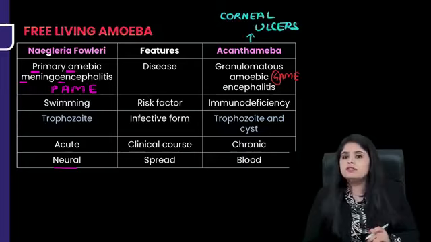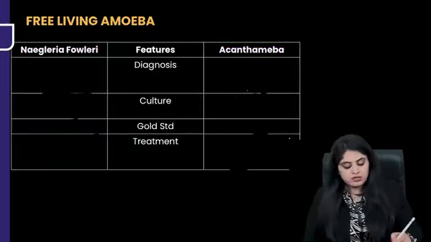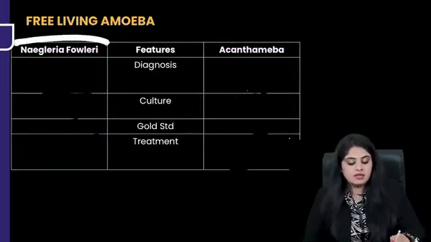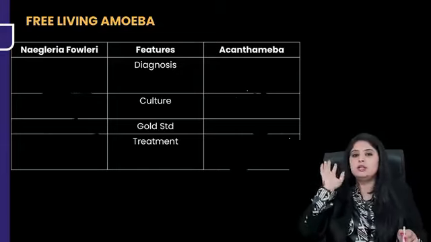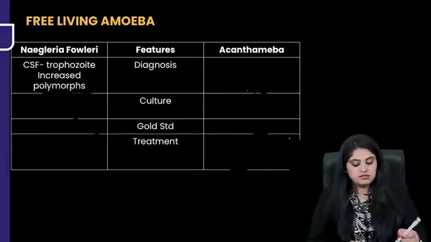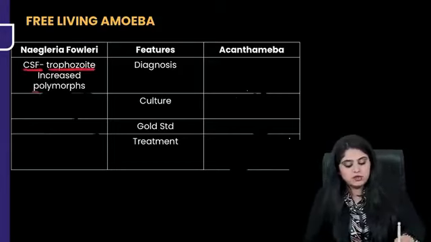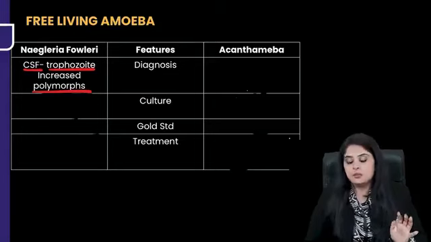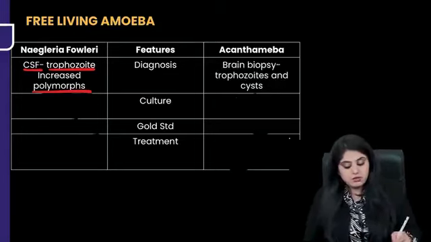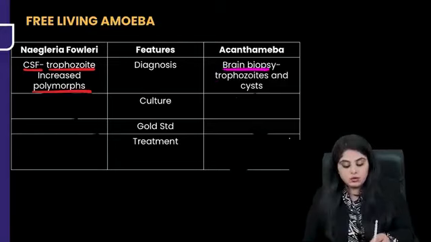Now let's do the differences in terms of microbiology. So what is the diagnosis going to be? Ma'am, Naegleria fowleri goes directly via neural route into the brain and eats the brain. So please take CSF and you can see the trophozoites and you can see the increased WBCs. You will know there is a meningoencephalitis happening. Whereas for Acanthamoeba, you will have to do a biopsy.